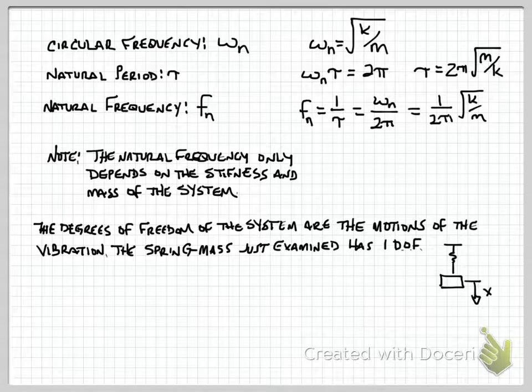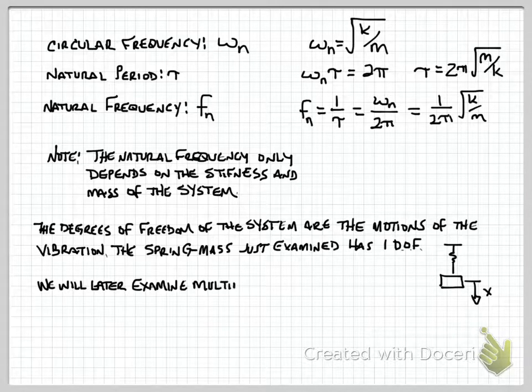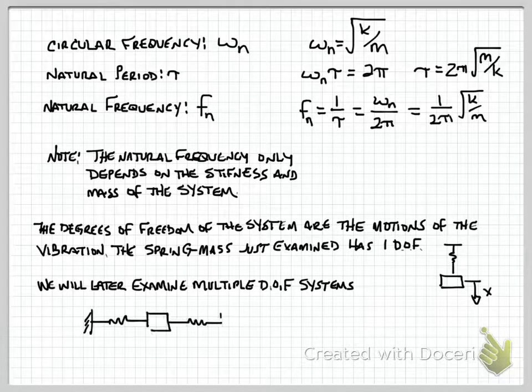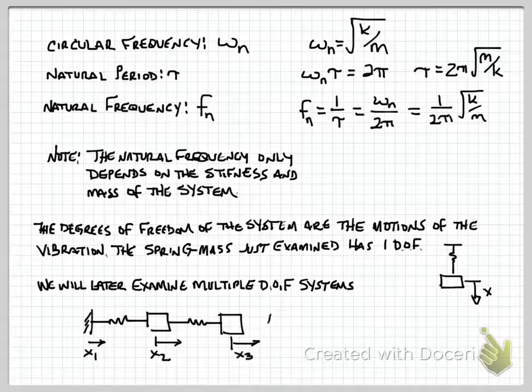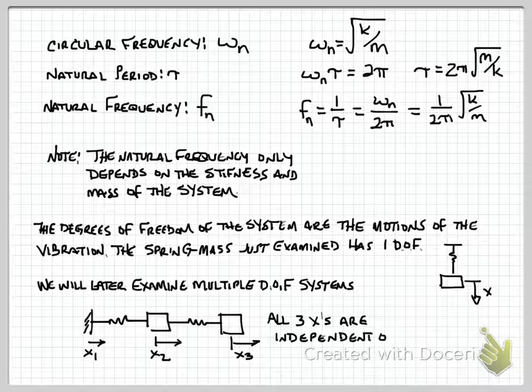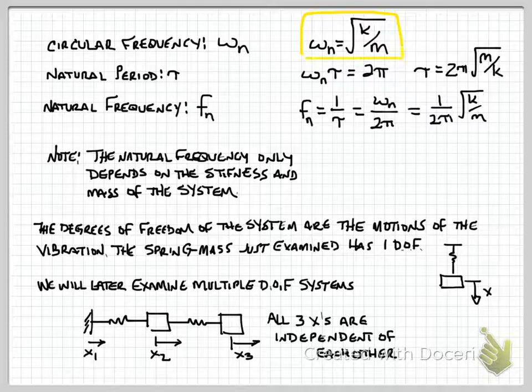We'll also look at some multiple degrees of freedom in the future, and that's when we have more than one motion that's independent of each other, and we could set that up as potentially maybe a ground with a couple of masses with springs in between. Maybe the ground can move and both springs can move, and all those motions are independent of each other. You can move x2 without necessarily having x1 and x3 move. So those would be multiple degrees of freedom. Those are a little more complicated to look at, but we'll look at some later on.